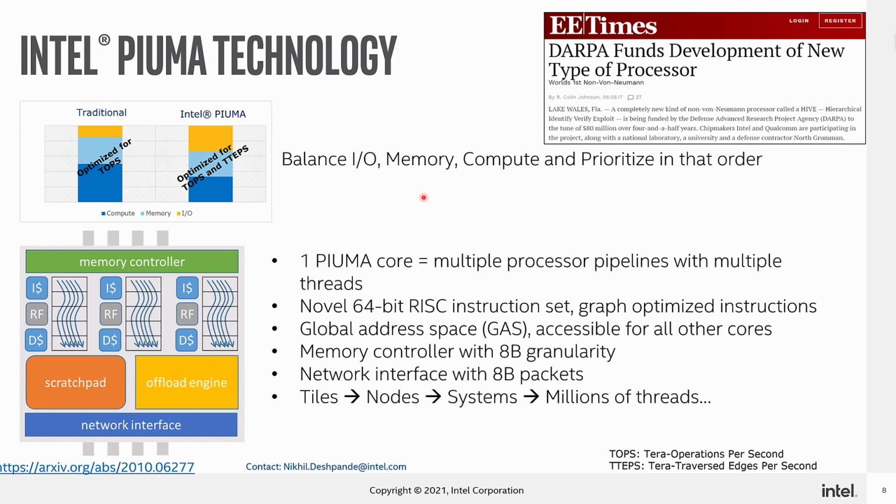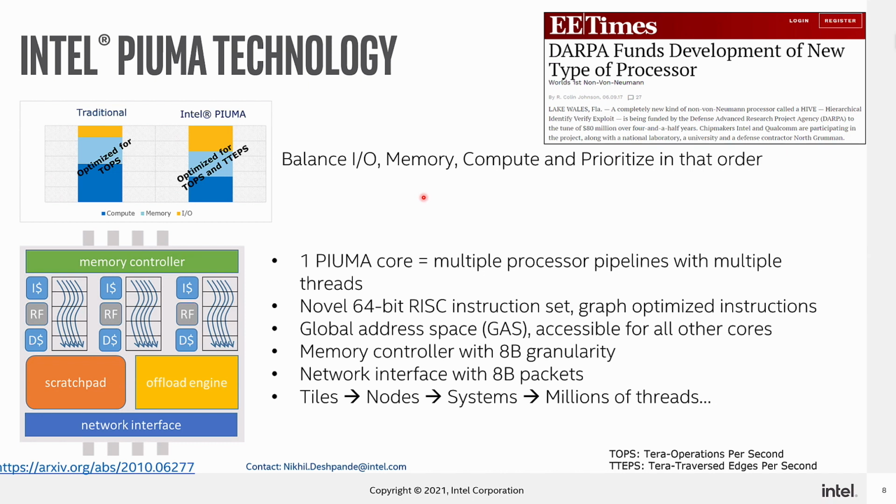The ISA is not x86, but a special purpose RISC instruction set with special graph instructions, which can accelerate the graph algorithms. It has a global address space that is accessible across all the cores and all the nodes in the system.